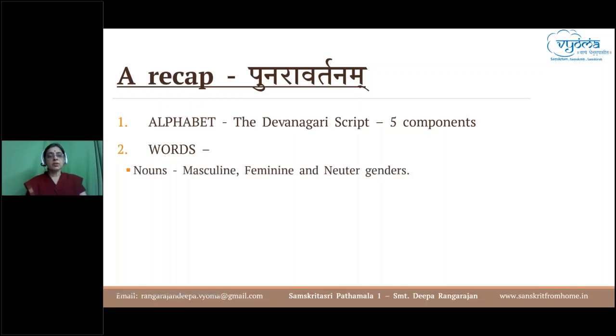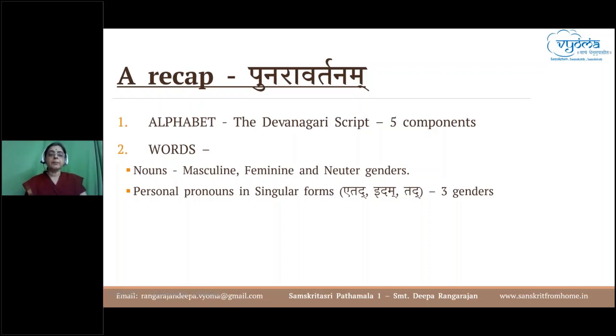We also saw some pronouns, 3 pronouns which are also demonstrative in nature. They are etat, idam and tat. Etat and idam mean this and tat means that. So after that we saw the question pronoun kim.